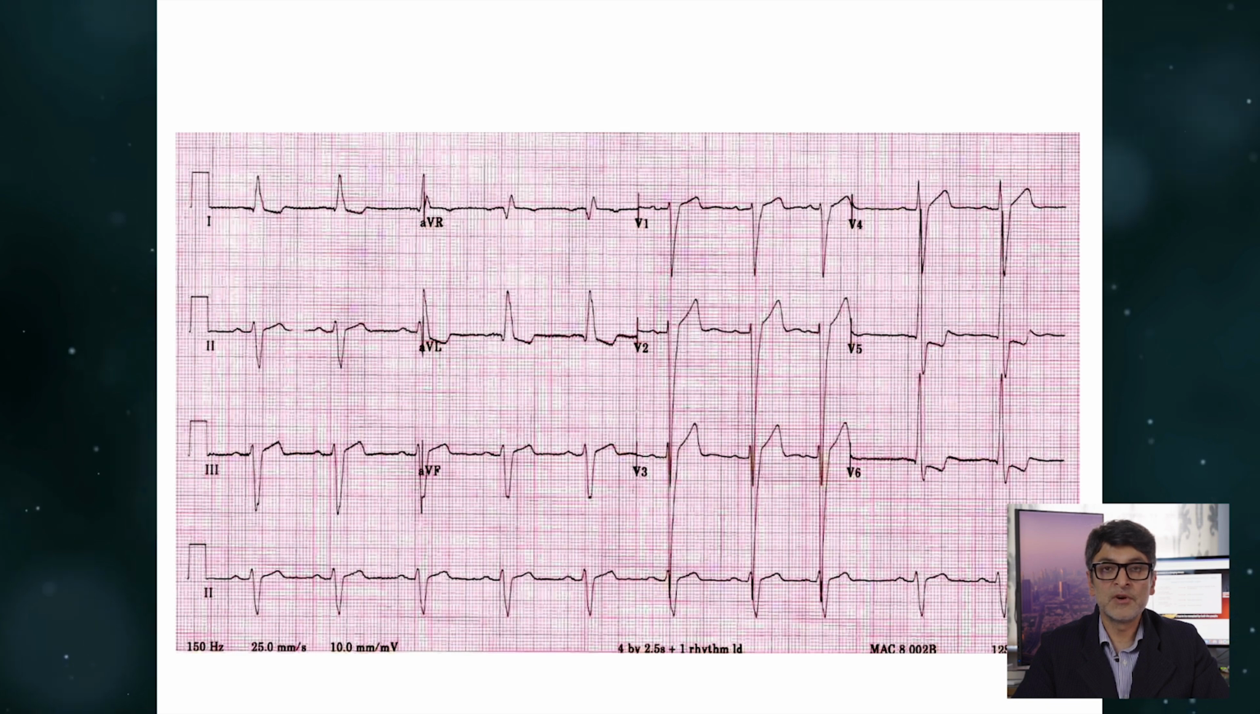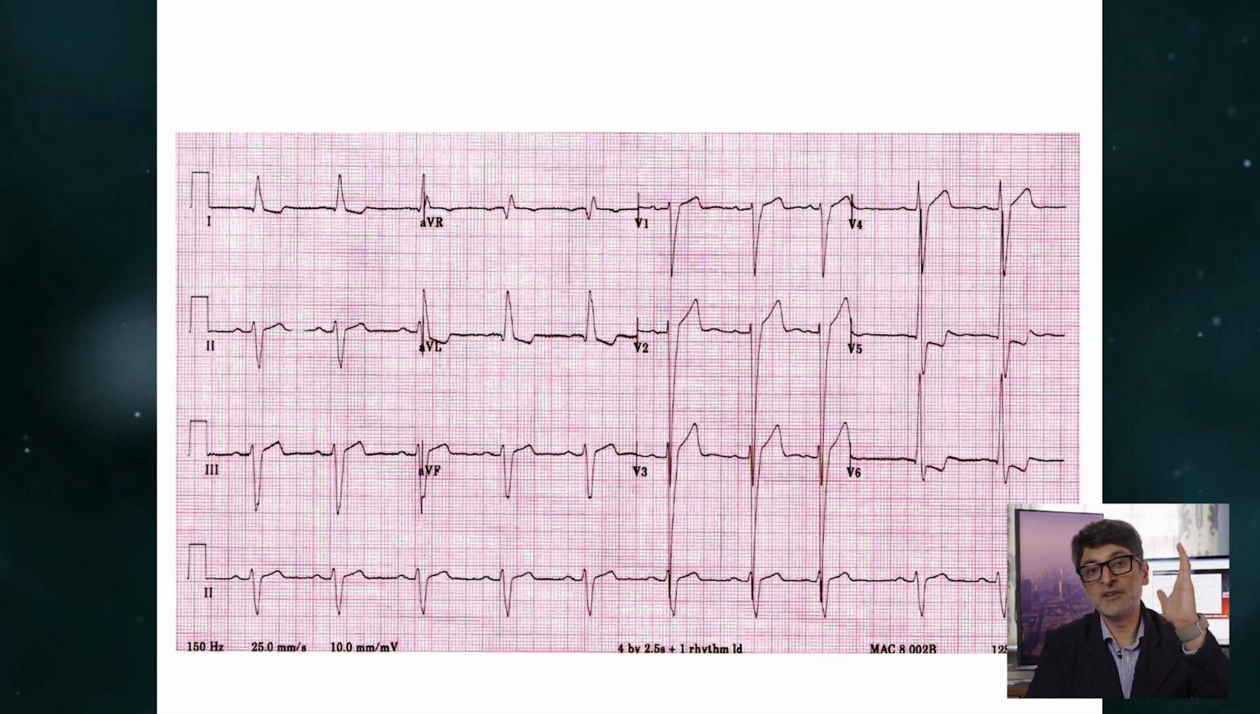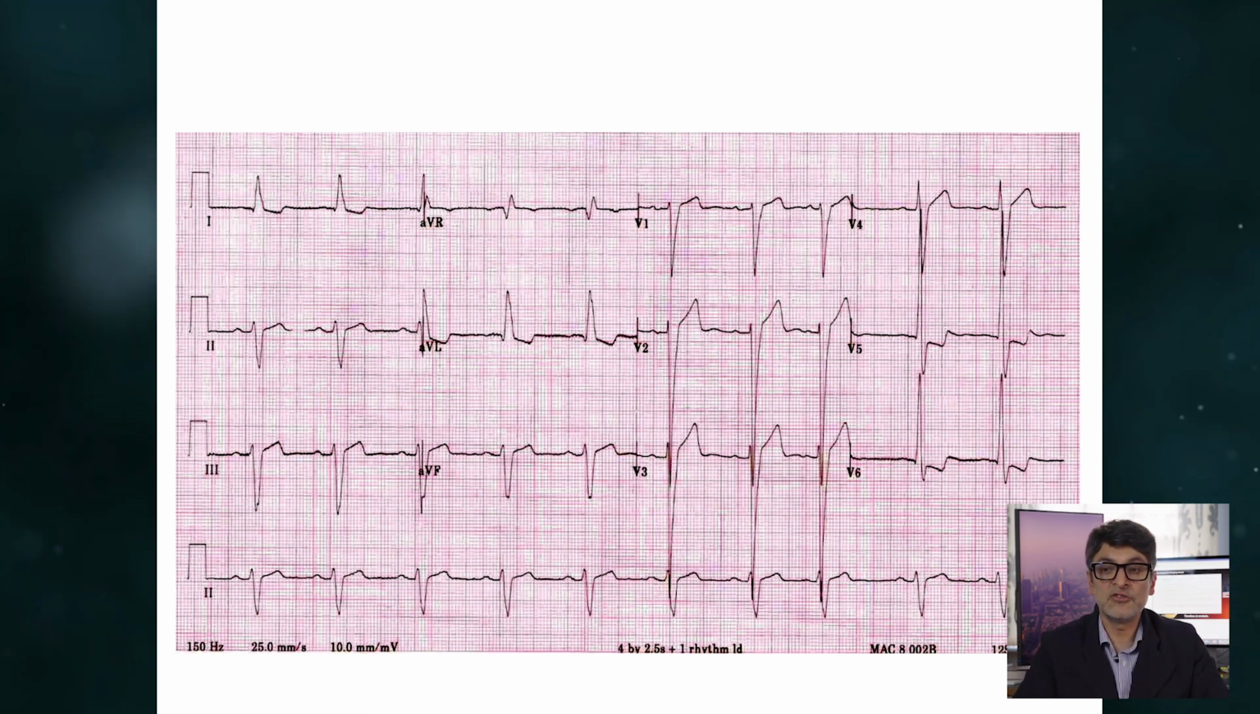Every P wave is followed by a QRS. There's no irregularity. The axis is left axis deviation because the QRS in lead 1 points upwards, the QRS in lead 2 points downwards, so it's leaving each other. It's left axis deviation. Now the QRS complexes look borderline broad, so let's say it is broad.